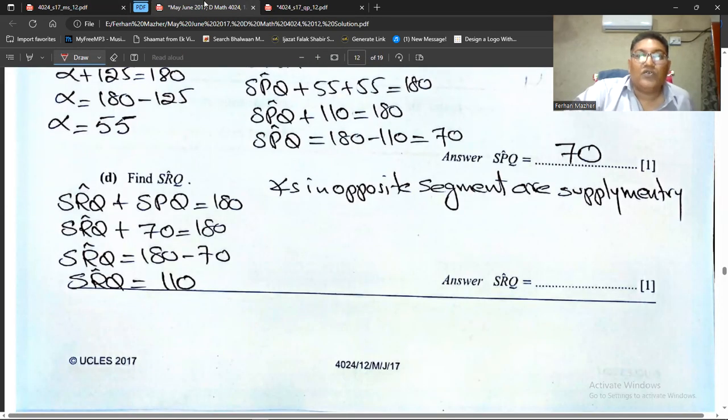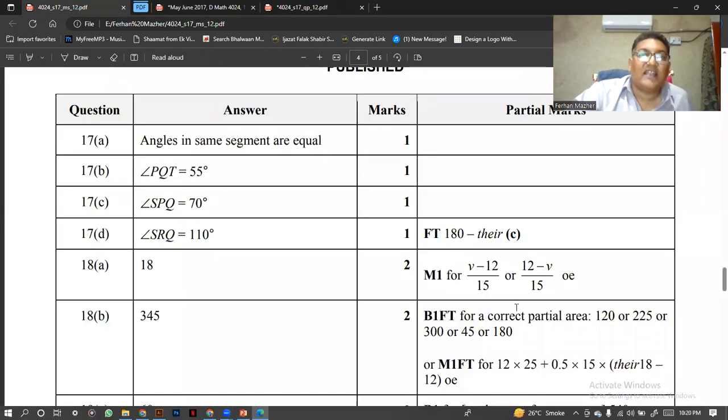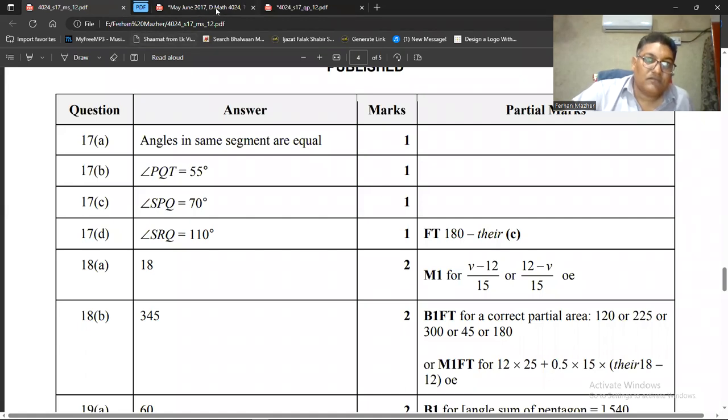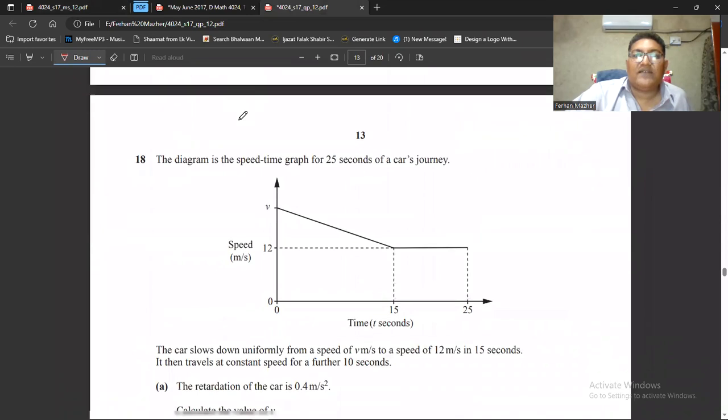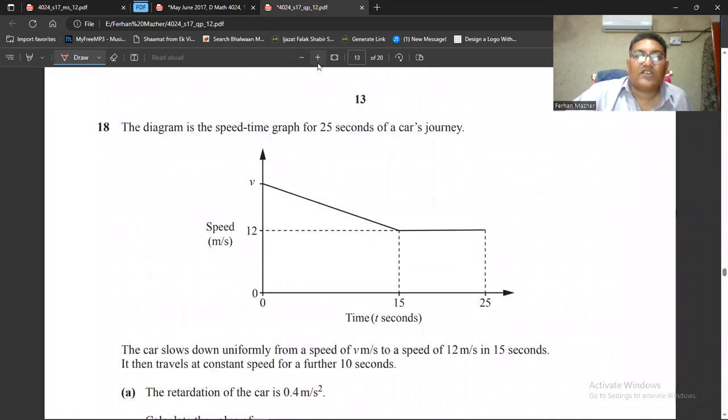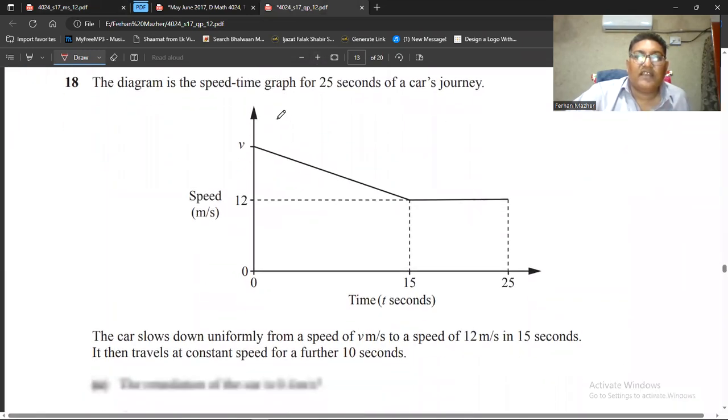So SRQ equals 110. This is the solution. My answer is right. Okay, so we are done with question number 17. Now we are going to the next question, and that is question number 18.